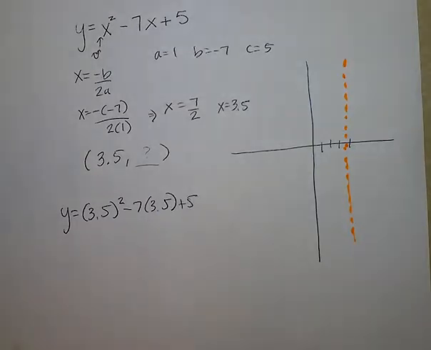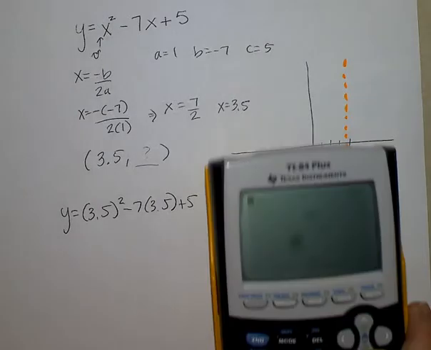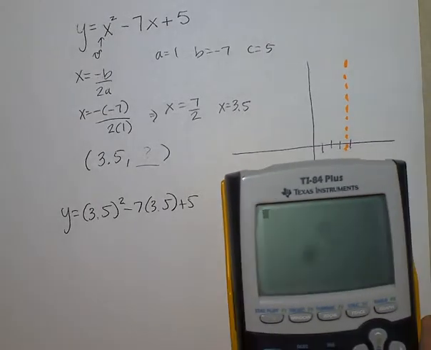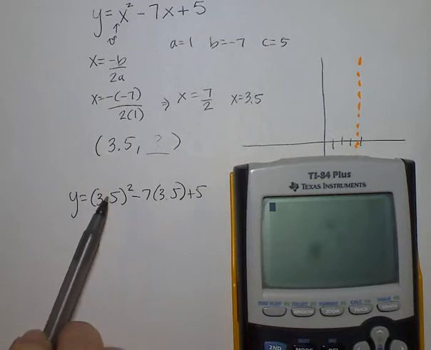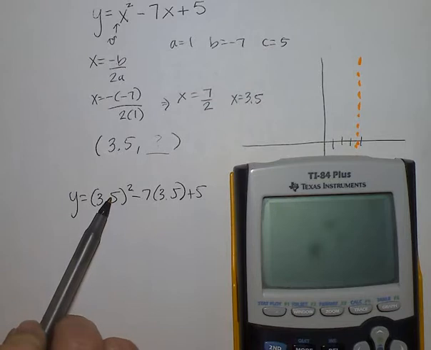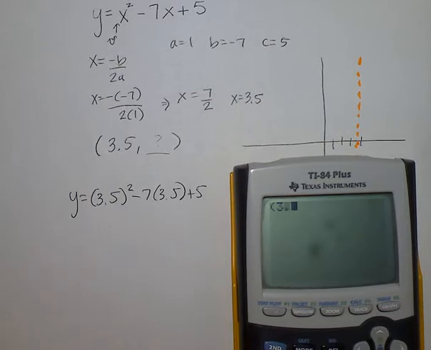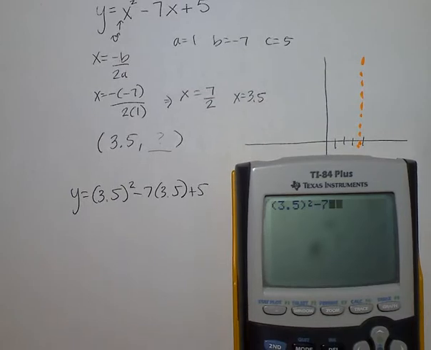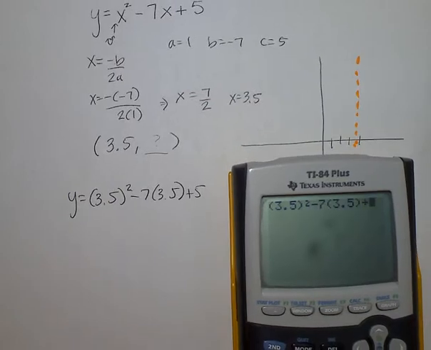Now in this case, we're going to use the calculator to do this. For today's quiz, you will not be allowed to use a calculator, but let me tell you that this will not be a decimal. So it'll be a nice whole number or an integer. So it'd be like a 2 or a 3 or -1. Here we go. I'm going to do 3.5 squared minus 7 times 3.5 plus 5.